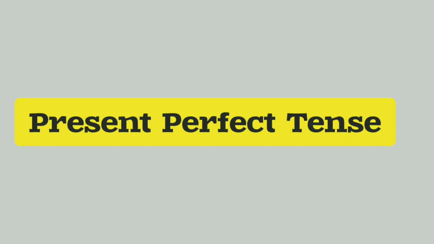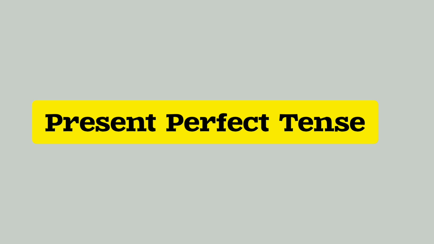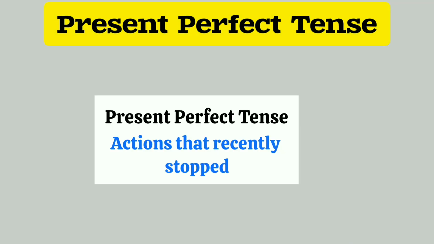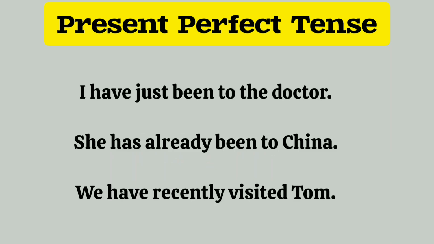Let us move to the next usage of the present perfect tense. In addition, the present perfect tense can be used to describe an action that recently stopped. Let us look at these examples. I have just been to the doctor. Here also we start with the subject and then have or has and then followed with the past participle verb. But here I have added just between have and the verb. That shows that it happened very recently. I have just been to the doctor.